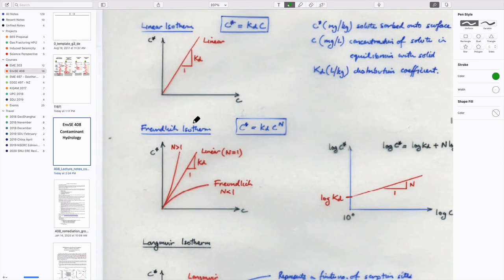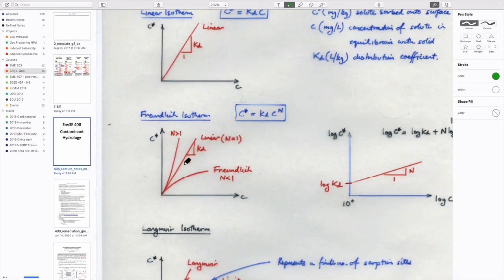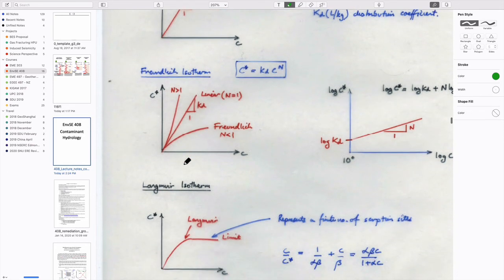Two very famous ones are the Freundlich isotherm, which is just a power law relationship relative to concentration. If n is equal to 1, it's just exactly the distribution coefficient, the linear equation that we talked about. If n is greater or smaller than 1, it just gives different concavities to that relationship. We won't use either of those.